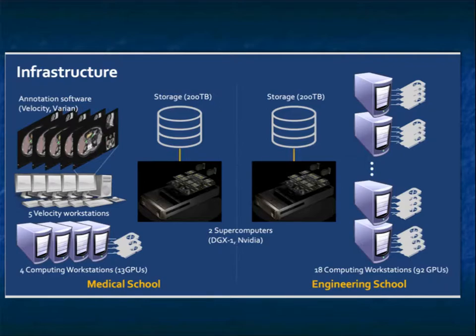For the past 5 years, we've had the Felix Project, and basically this was a project that combined the resources of computer science at Homewood, radiology, oncology, and pathology at Johns Hopkins. And here's how it kind of looked. We had software from Varian Velocity for doing image segmentation. We had 5 Velocity workstations, 4 computing workstations also available at the undergraduate campus, and another 18 computing workstations. We had NVIDIA supercomputers, 2 of the DGX-1s, with over 200 terabytes of storage in each of the systems.